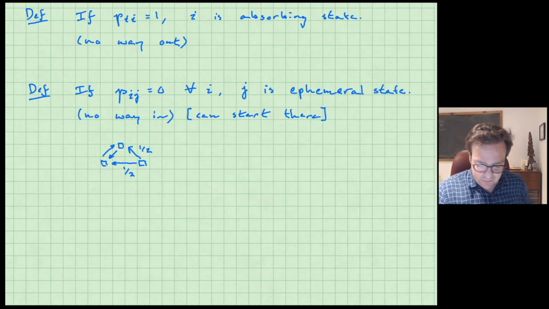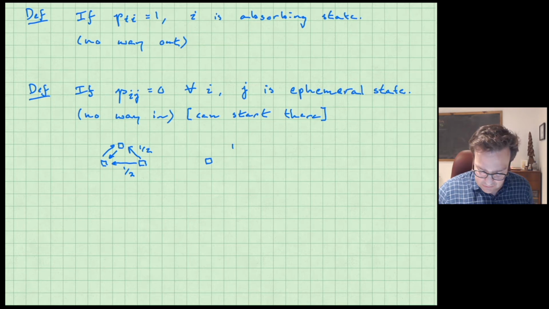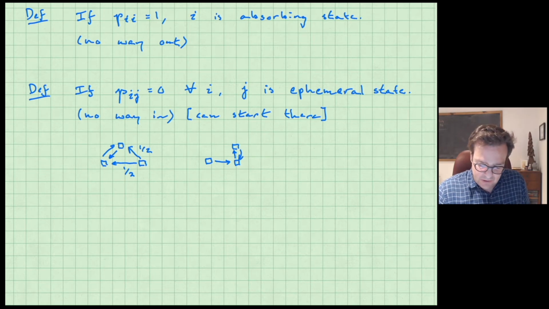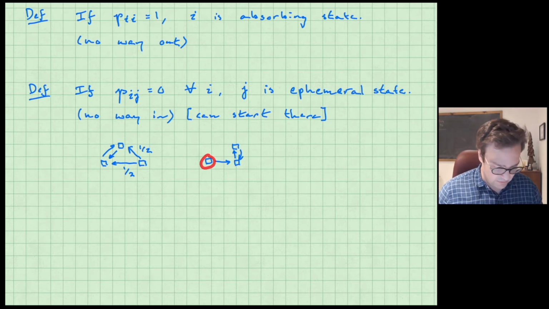It could also be a simpler version, where you have a state like this, and then there's some pair of states, again, like this, and you can go like that, and then maybe there's ways to go between these two guys, but there's no way to return back to the one that you started from. And so for this one, this guy's the ephemeral state. So ephemeral states aren't that bizarre, but they are kind of interesting.